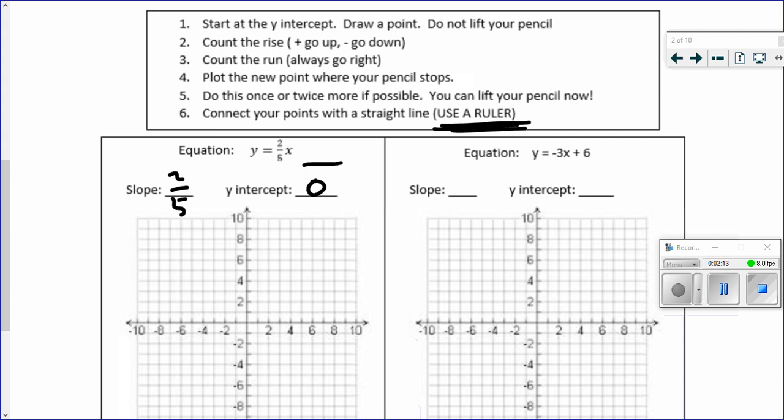So it means we're going to go up 2, right 5. So starting at 0, go up 2. Now, I can't lightly draw on this, so I'm just going to tap to show that there are my dots as I'm counting, and then right 5. 1, 2, 3, 4, 5. Okay, up 2, and then 1, 2, 3, 4, 5 to get that next point. And I'm actually going to go backwards. 1, 2, 3, 4, 5.